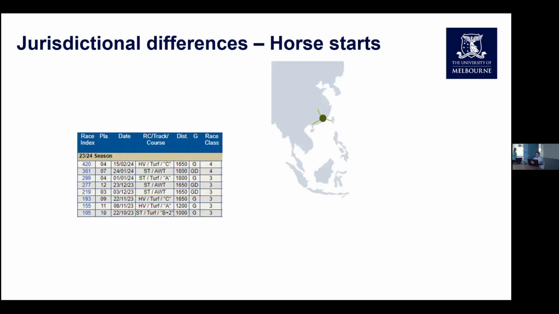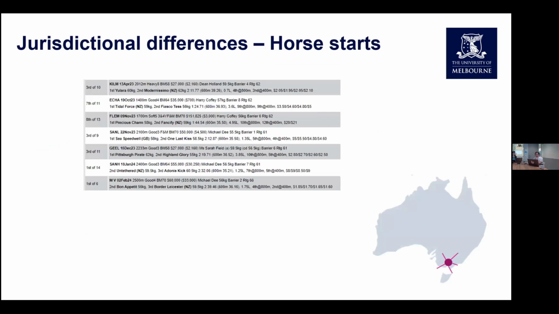If we look at Hong Kong, it's very similar in how their race days are conducted. This one particular horse in the 23-24 season raced at Happy Valley, then Sha Tin, and then kept racing at Sha Tin every couple of weeks, then back to Happy Valley and back at Sha Tin. And in Australia, another example, this is just one horse that raced at Kilmore, Echuca, Flemington, Sandown Lakeside, Geelong, Sandown Hillside, and then Moonee Valley.